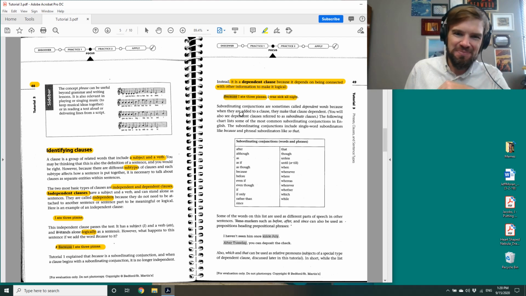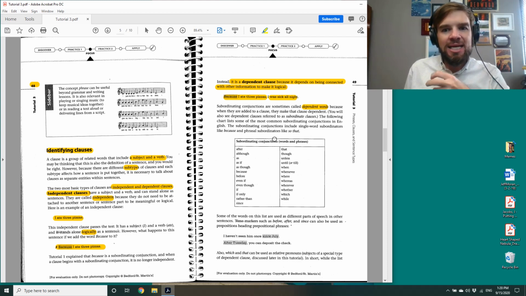Makes sense. Now, subordinating conjunctions are sometimes called dependent words because when they're added to a clause, they make that clause dependent. Now, you will also see dependent clauses referred to as subordinate clauses. The following chart lists some of the most common subordinating conjunctions in English. The subordinating conjunctions include single word subordinators like because and phrasal subordinators like so that.